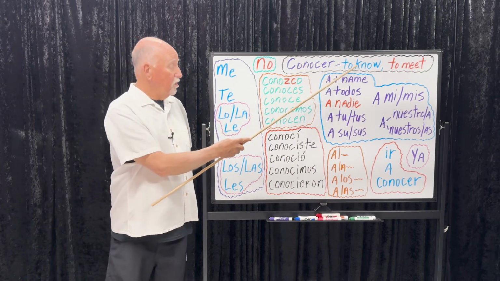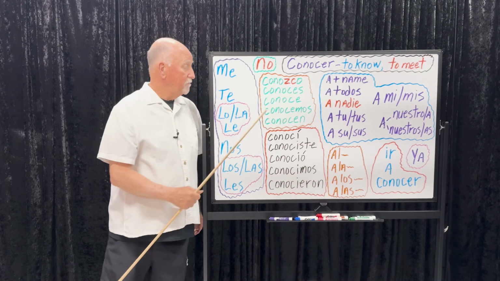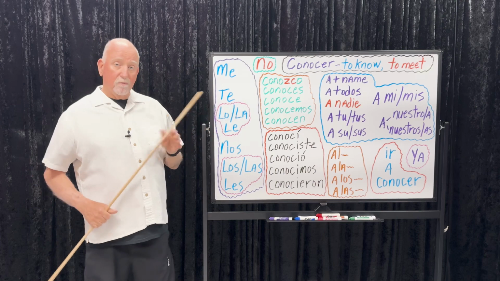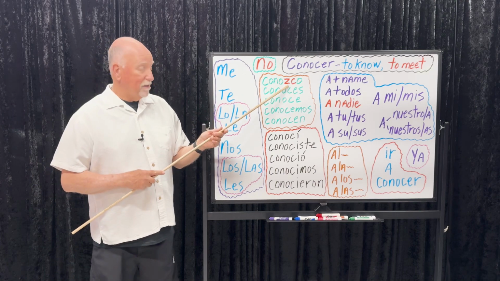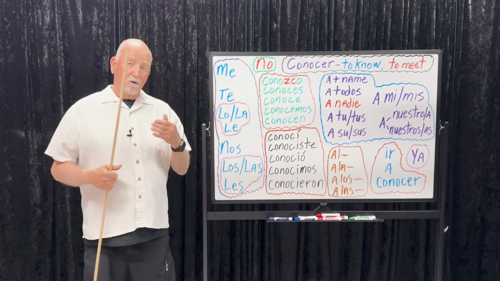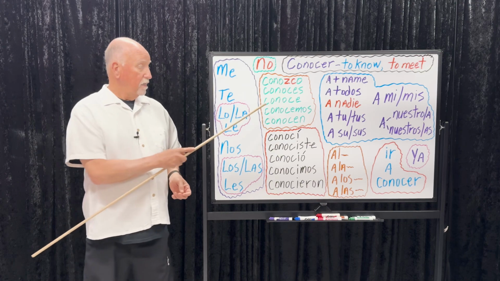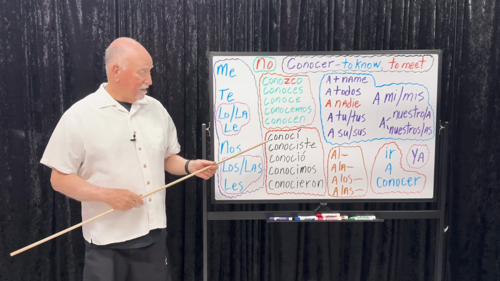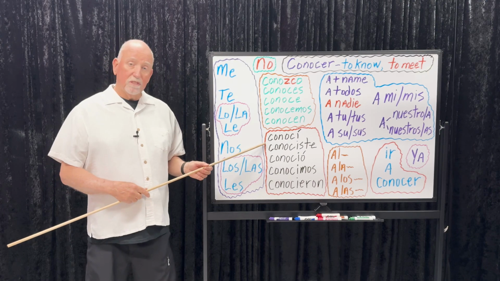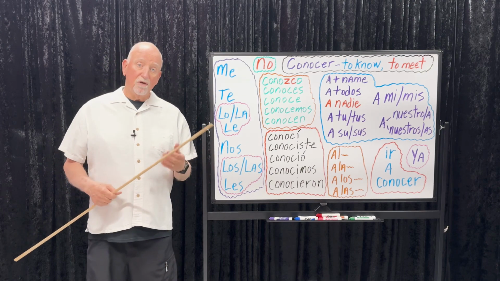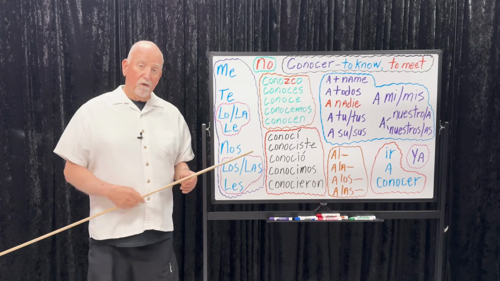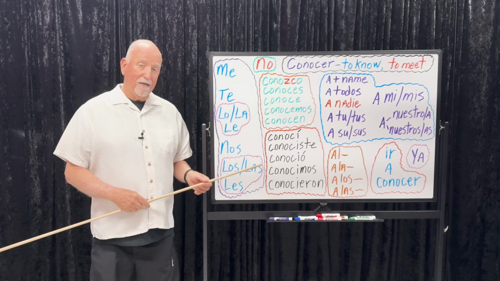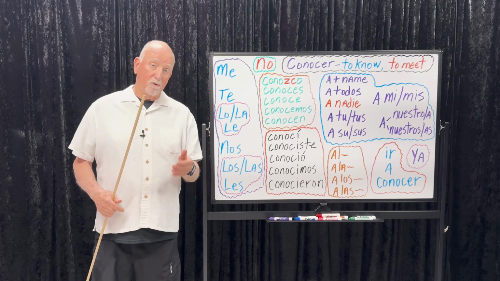Conocer can mean to know or to meet, okay? So, conocer in the present tense, we know it's a ZC verb that only shows up in the yo form. Conozco, conoces, conoce, conocemos, conocen. In the past tense, it means to meet. Conocí, I met. Conociste, you met. Conoció, he met or she met, or usted, you met. Conocimos, we met, and conocieron, they met, or you, plural, met.